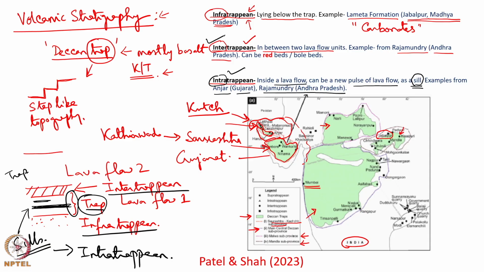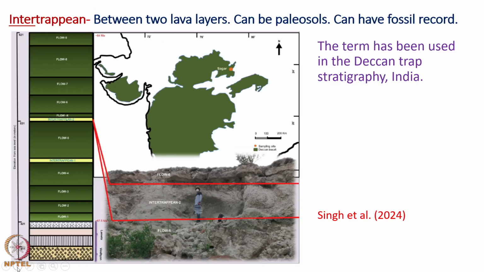Let us look at an intertrappean unit. The example comes from a place in central India, Sagar. Two flow layers can be seen. Top one has been called as flow 6, the bottom one has been called as flow 5. In between, intertrappean.